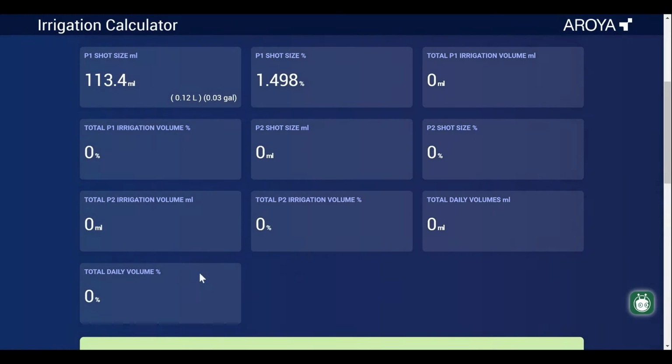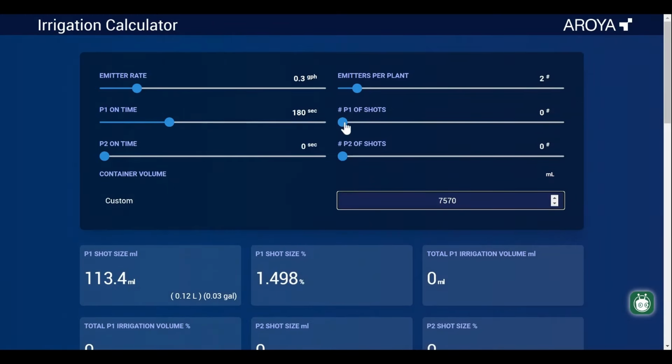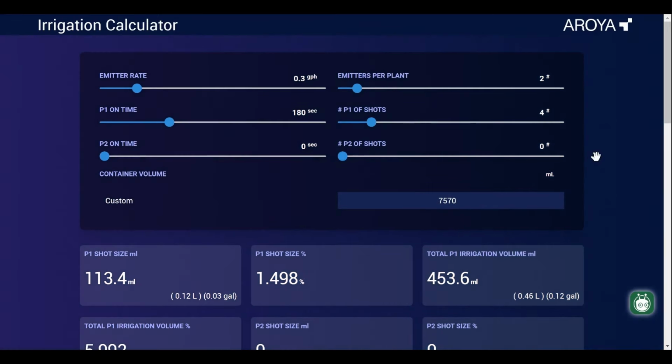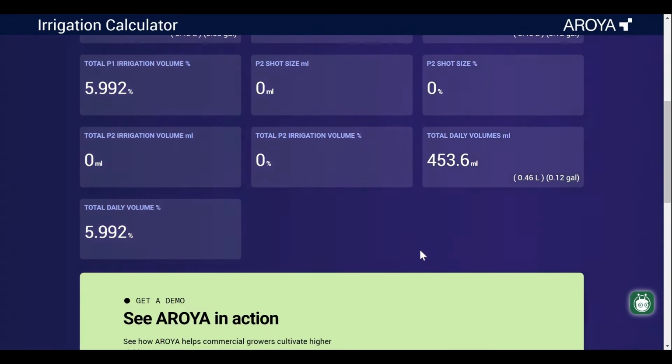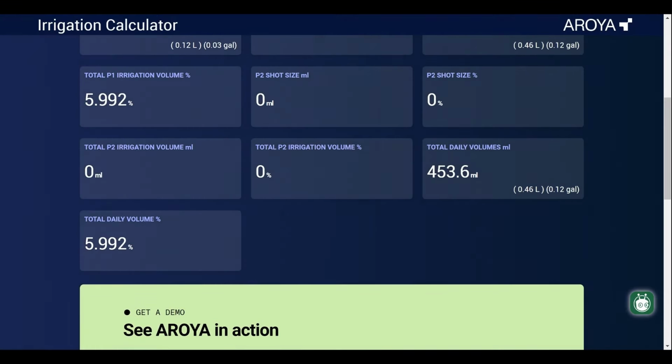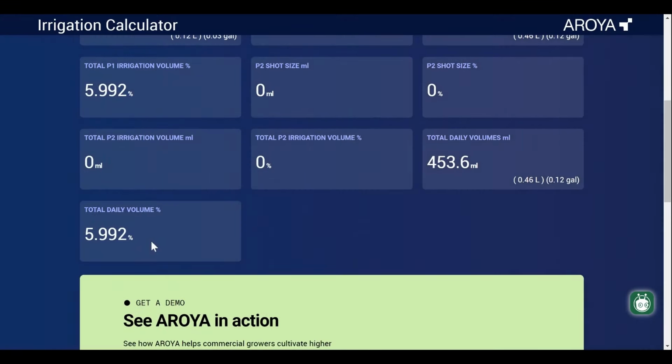So as we were talking about, we want our total daily volume to get up to a little over 5%, right? So if we did 4 shots, we'd be at 5.992%. Maybe it's now a good time to talk about some runoff stuff.